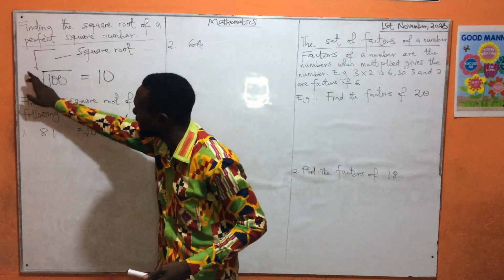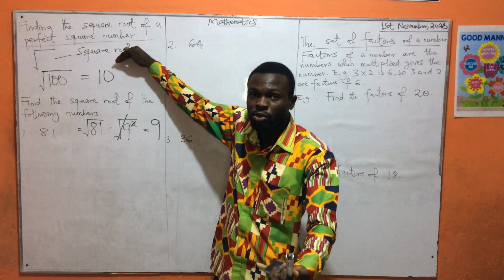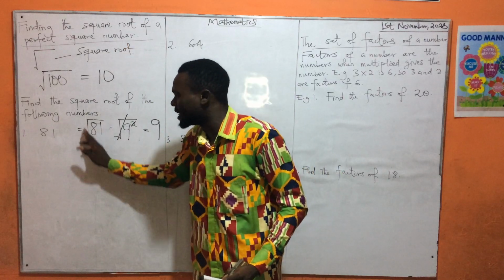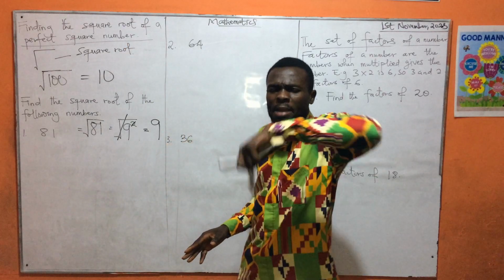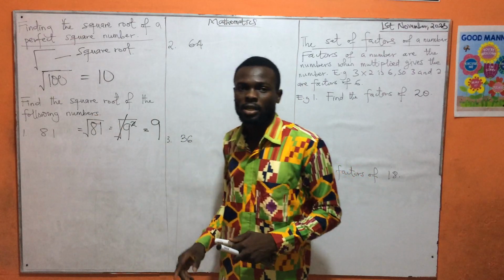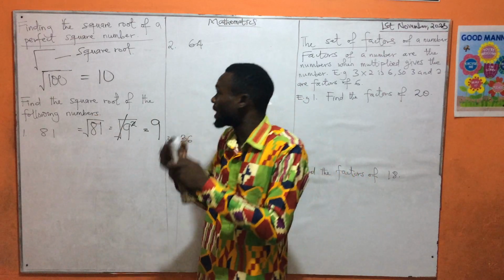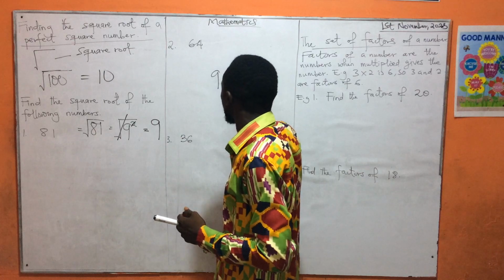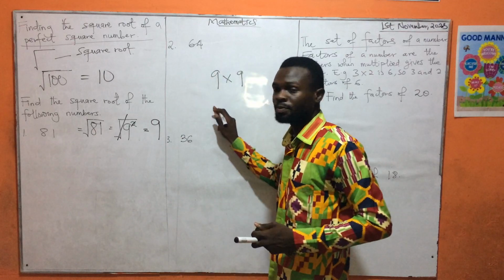Because we said that this sign is what is referred to as square root. So if 81 is in the square root, then what number times itself will give me 81? 9 times 9. Okay? 9 times 9 will give me 81.